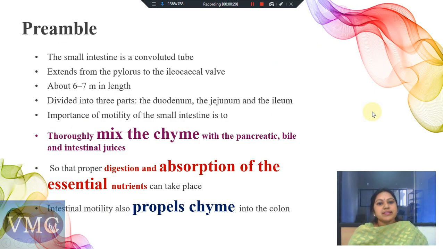So the small intestine is a convoluted tubule. It extends from the pylorus to the ileocecal valve. Its length is about 6 to 7 meters. It is divided into three parts: the duodenum, jejunum, and the ileum.